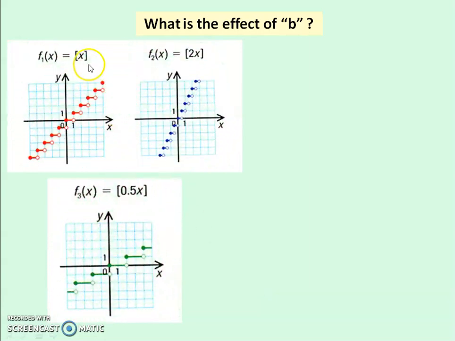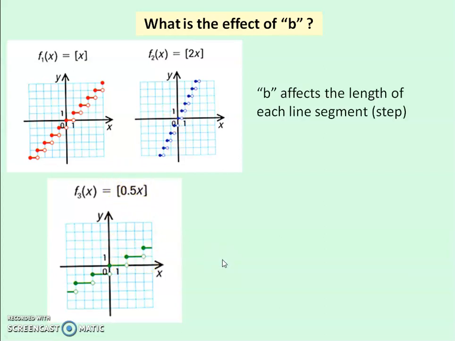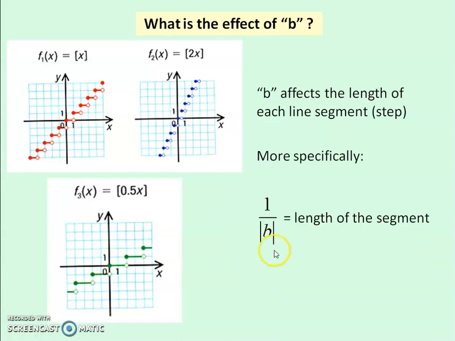The b value, notice that in here my b value is 1, and in here my b value is 2. Notice that the steps are half as big. In fact, the step length here is 1 over 2. And here when my b value is 0.5, my step length is 2. So b affects the step length, and more specifically, it's 1 divided by the absolute value of b. That is the step length.